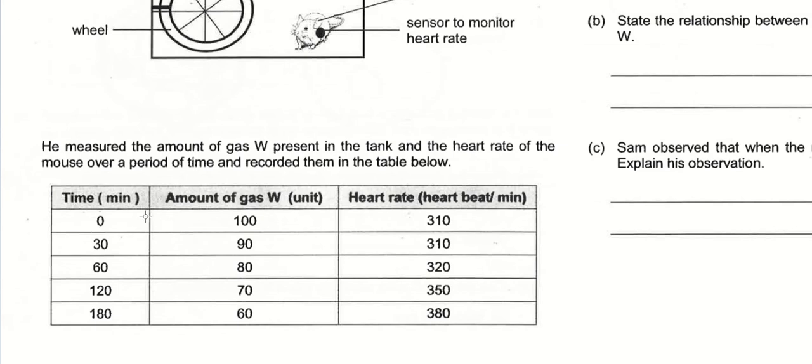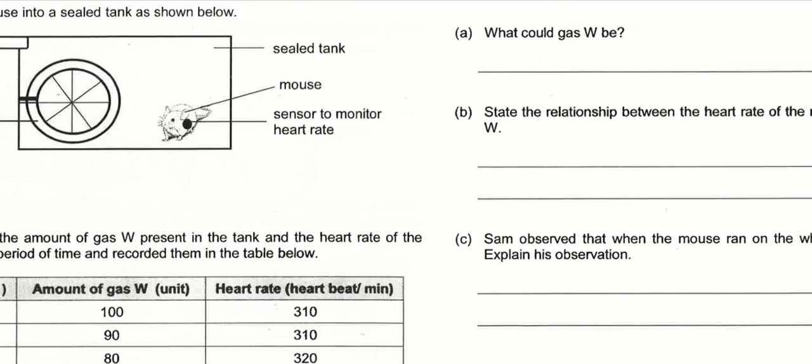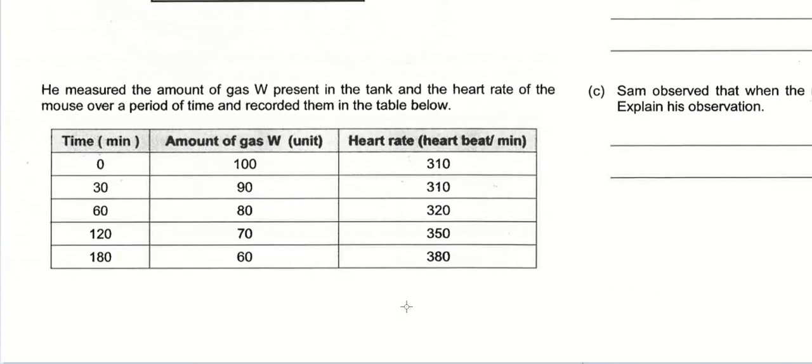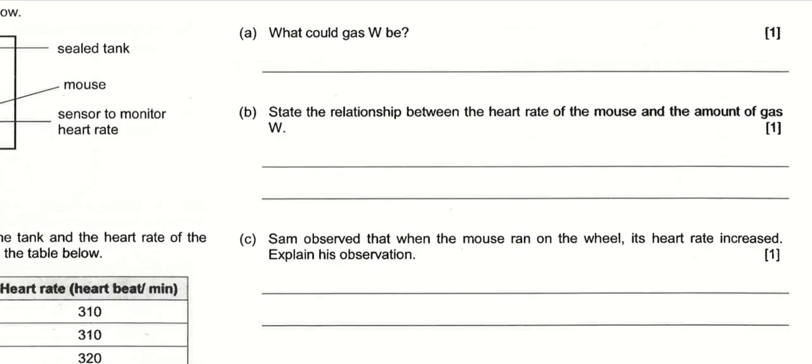So as you can see, at first there are 100 units of gas W, and then it eventually decreases over time, while the heart rate is increasing over time. So the question is, what could gas W be? So this is the question, right? We know that gas W decreases as time goes by, but the heart rate increases. What could gas W be?